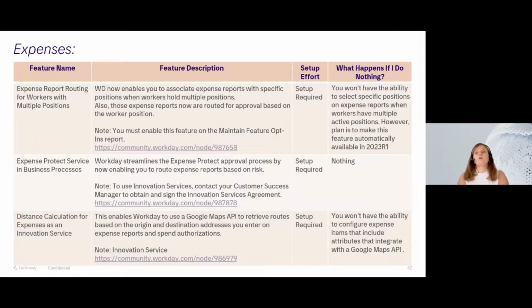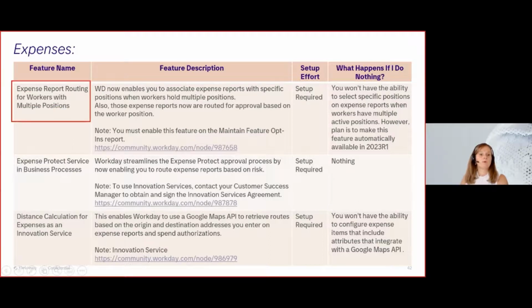Then additionally to already presented corporate card checkbox feature, there are 3 very good features for expenses. The first one, expense report routing for workers with multiple positions. So what this feature means is that workers who hold several positions now, when creating an expense report, can choose the position to which this particular expense report applies.